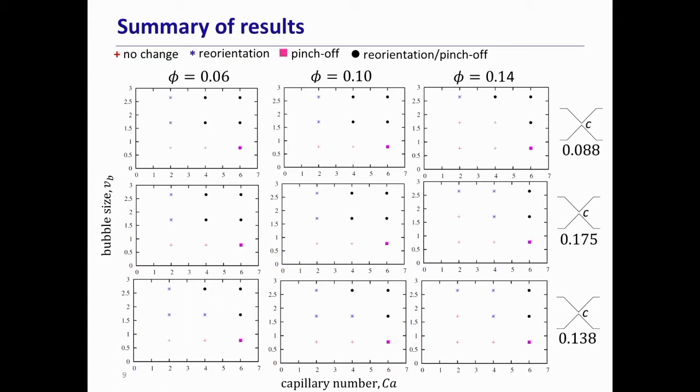For example, here for a small bubble, we can see that when the velocity is really low, most likely there is no change or just reorientation. But with higher velocity, it starts to get pinch off. The pinch off is more likely to happen when the velocity is quite fast.